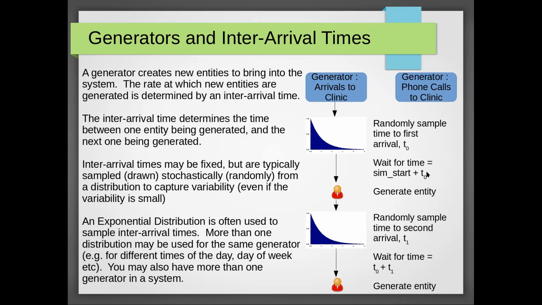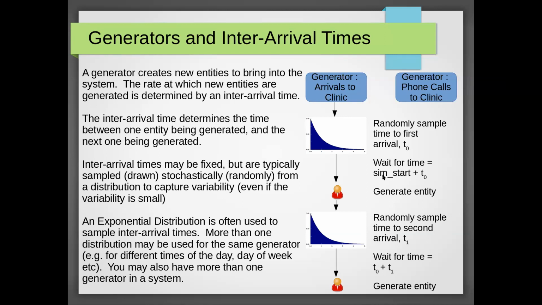So let's break that down into an example. We might have a couple of generators in our system. We might have a generator that generates arrivals into the clinic, and we might have a generator that generates phone calls into the clinic. We take the arrivals into the clinic as the example. Essentially, the first thing we would do is randomly sample the time to the first arrival, from the time of the simulation starting to the time at which the first arrival will happen, and we'll call that T0.